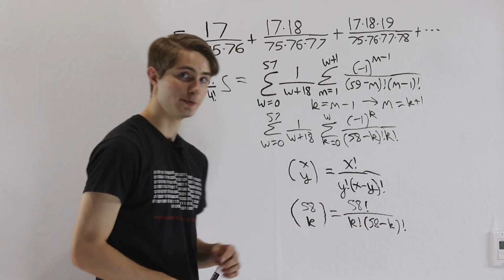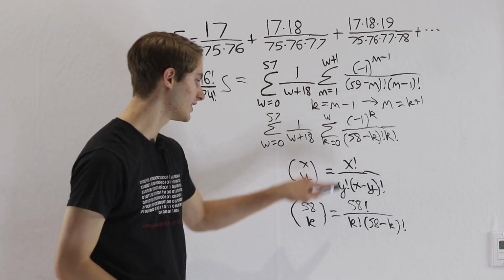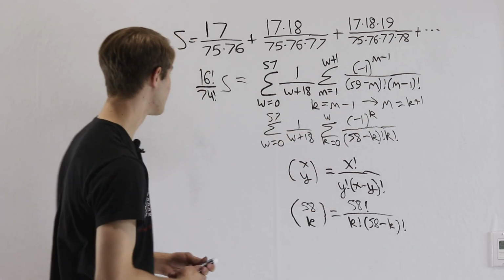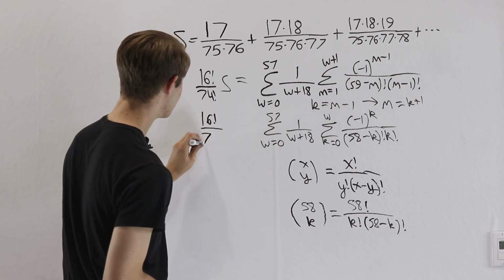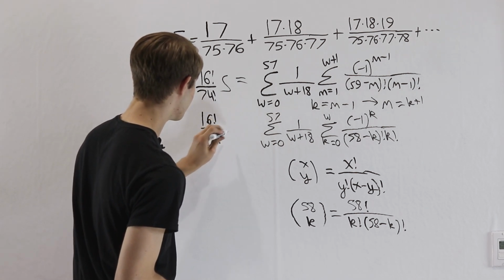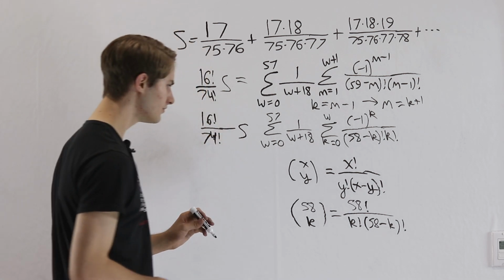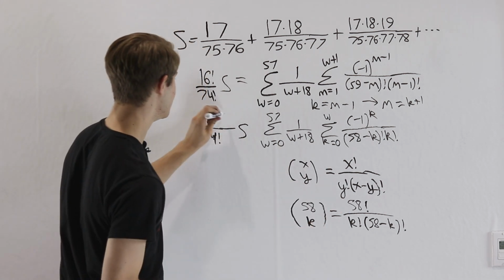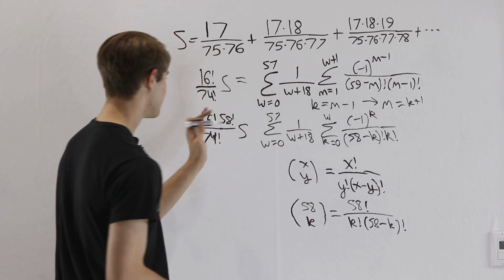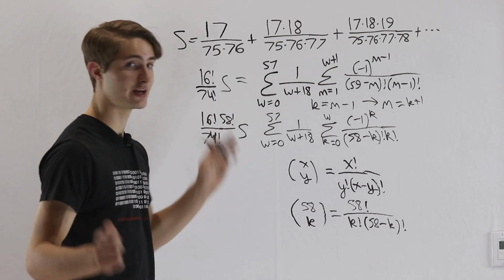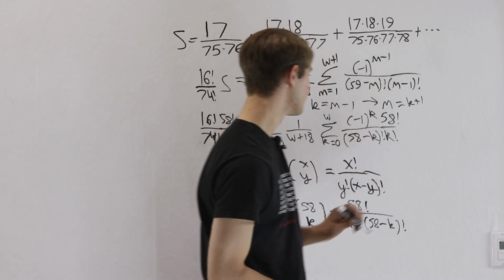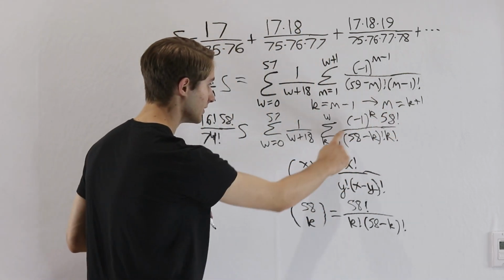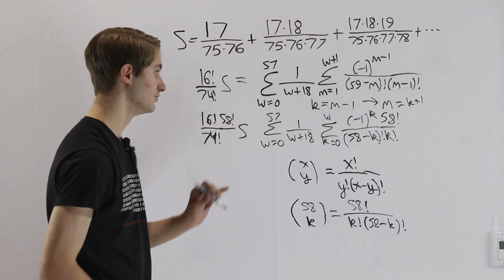So this is the form that we want. Notice we're missing a 58 factorial, but that's a constant. So if we think about our sum right here, s, 16 factorial over 74 factorial s, what if we just multiply both sides by 58 factorial? Then we get another constant over here for s. We can cancel that out later. But now we have 58 factorial over here, and we can write this part as 58 choose k.